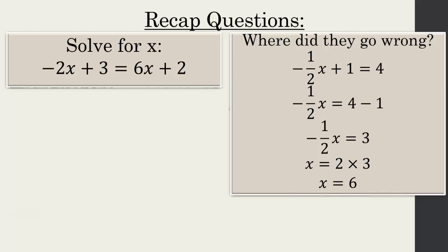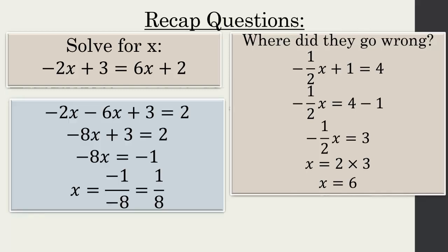So, solve for x. I have minus 2x plus 3 is equal to 6x plus 2. So this is a tougher example. So you notice I say solve for x. What that means is just find x equal to something. Now, I have a long explanation here.